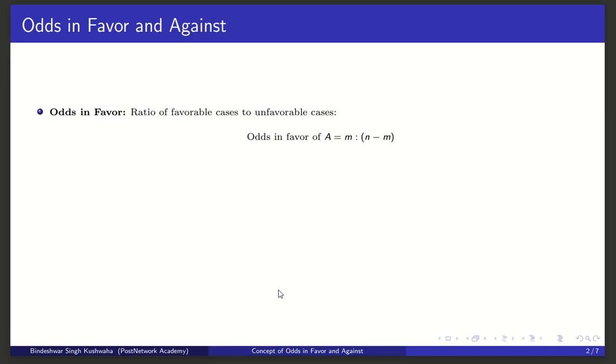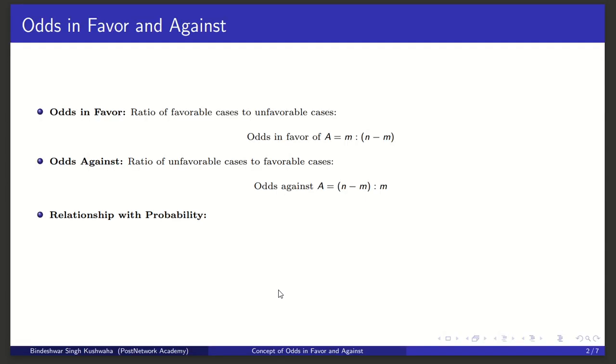So odds in favor is the ratio of favorable cases to unfavorable cases. That is, odds in favor of A is m upon n minus m. And odds against is the ratio of unfavorable cases to favorable cases, and that is n minus m upon m.